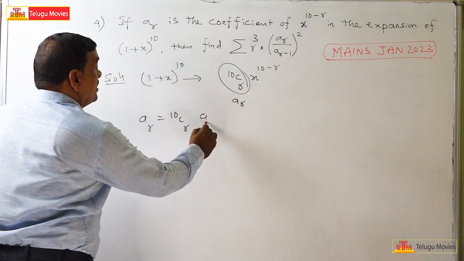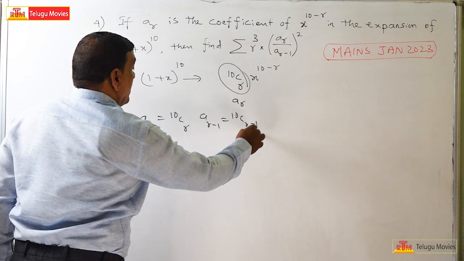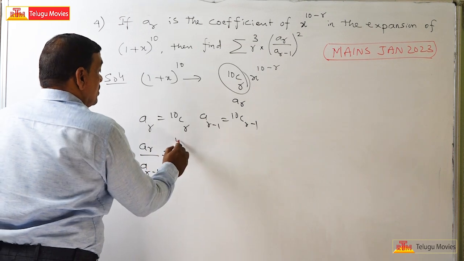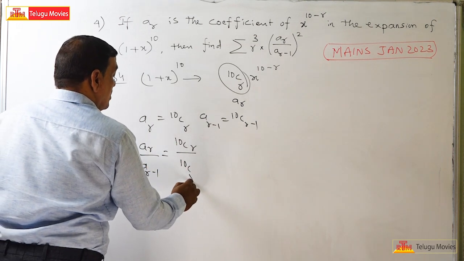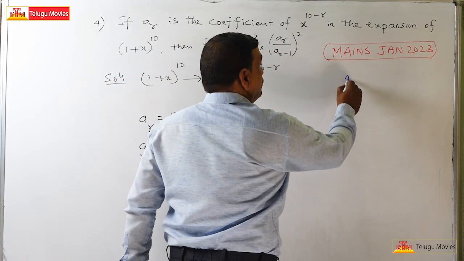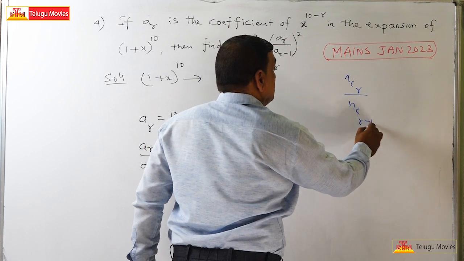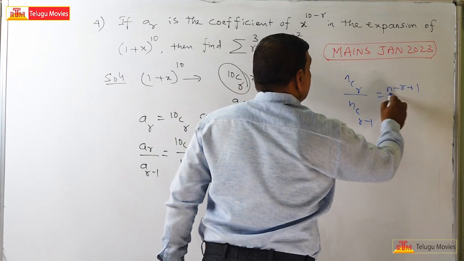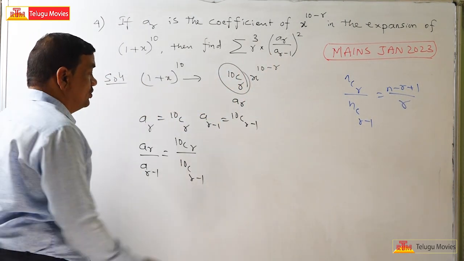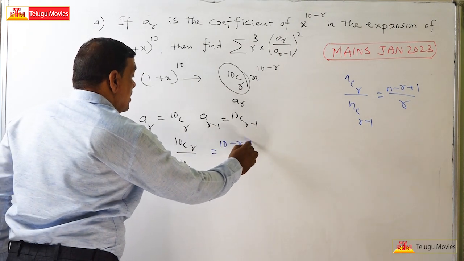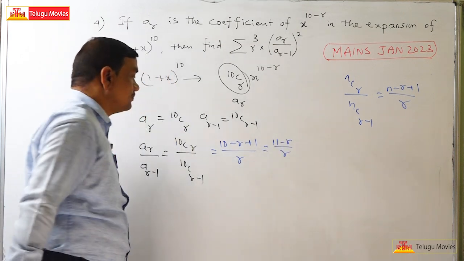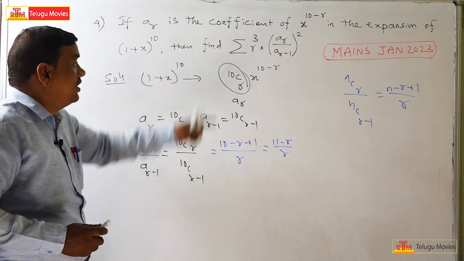Now, what is a_(r minus 1)? It is 10 C (r minus 1). Therefore, a_r by a_(r minus 1) is equal to 10 C r by 10 C (r minus 1). In the binomial coefficients, we have the formula that nCr upon nC(r minus 1) is equal to (n minus r plus 1) by r. Here also the same story. So, this is equal to (10 minus r plus 1) by r, that is (11 minus r) by r. Now, let us substitute in that.